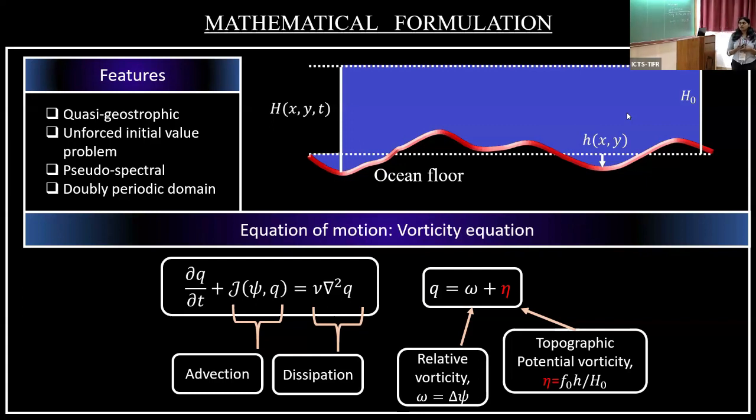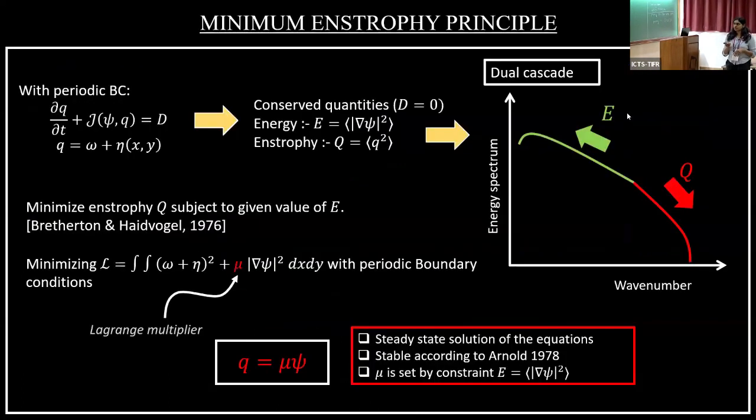This is my equation of motion, the vorticity equation, where the potential vorticity is the relative vorticity plus the topographic potential vorticity, which is eta equals f naught h by h naught, where f naught is the Coriolis parameter, h is the height of the ocean floor and h naught is the mean depth. We will evolve this unforced initial value problem in a doubly periodic domain to understand how barotropic flow evolves on a rough topography. Before that, I want to talk to you about a minimum enstrophy principle.